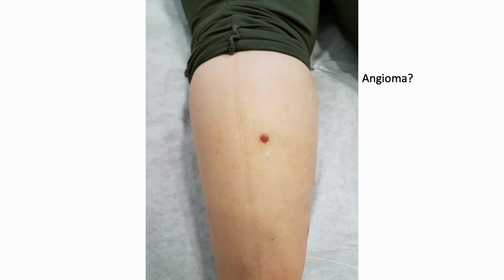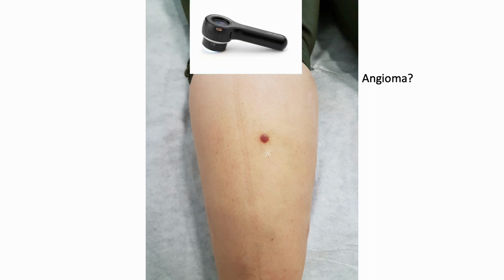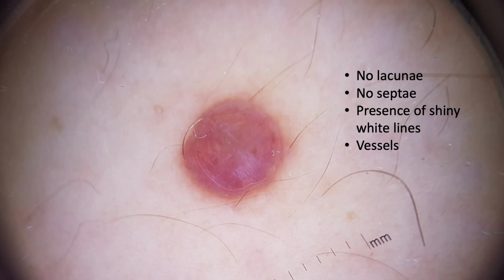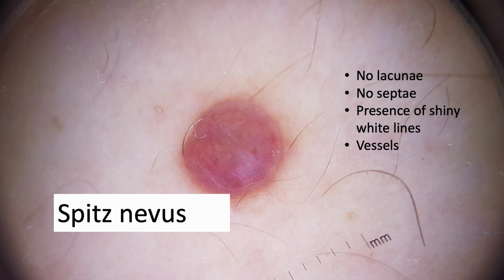And one more example here, is this really an angioma? It's a new lesion on a young lady. From a clinical standpoint, you could think of an angioma, but what do you expect to see? You expect to see lacunae and septae. And in this case, you have this pink lesion with no lacunae, no septae. It has shiny white lines and it has vessels. In this case, we did a biopsy, and this was a Spitz nevus.